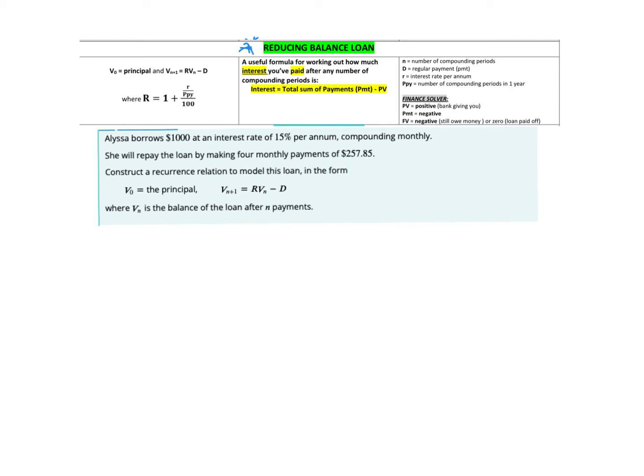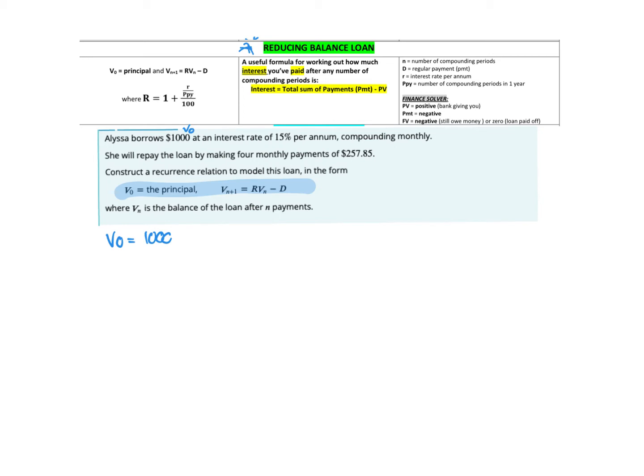Okay, so Alyssa borrows $1,000 at an interest rate of 15% per annum compounding monthly. She will pay the loan, making 4 monthly payments of $257. The recurrence relation to model the loan is in the form of this, which is what we would like to see anyway. So that's the way we would set it up. So they want you to do this in a recurrence relation. So you've got to write your V0. That's initially what she borrowed, which was 1,000.